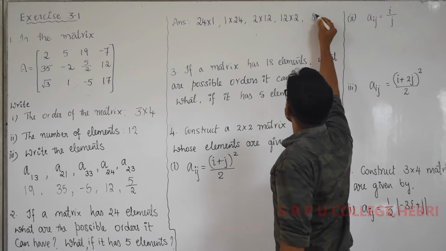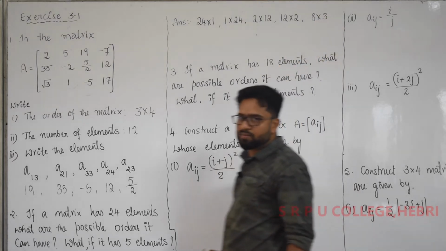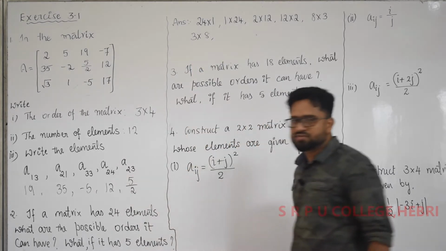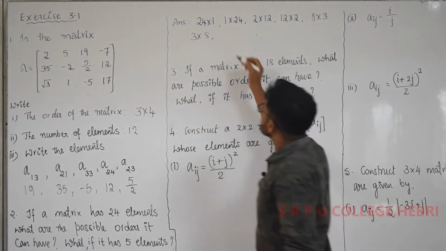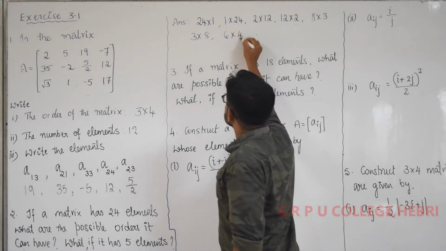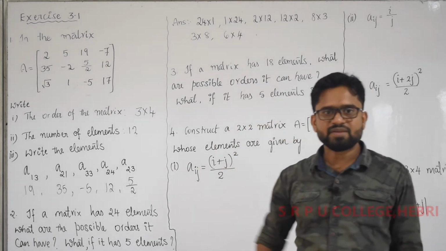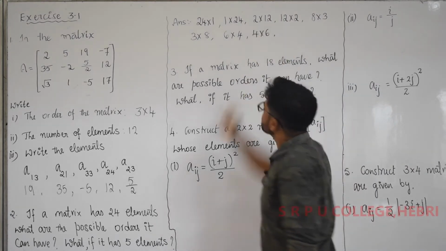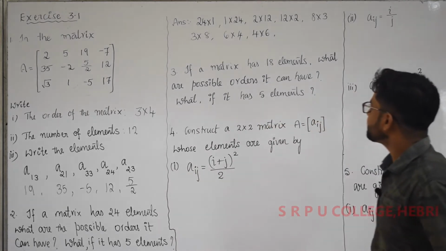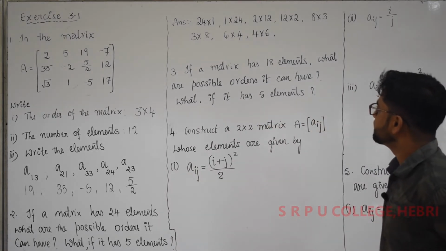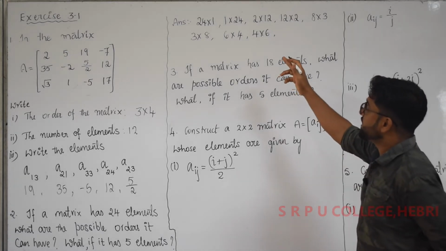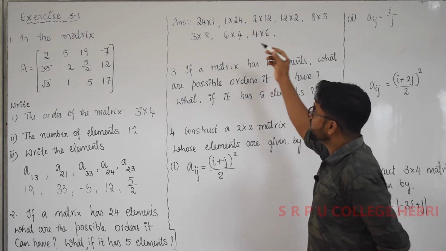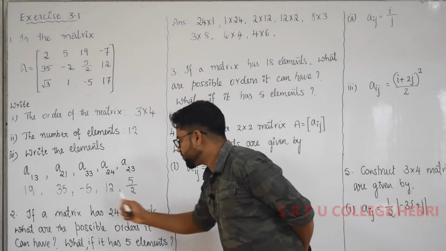8 by 3, elements will be 24. 3 by 8, elements will be 24. 6 by 4, elements will be 24. 4 by 6, elements will be 24. Is there any other possibility? I think all the possibilities I have written on the board. So these are the possible orders of the matrix with 24 elements.